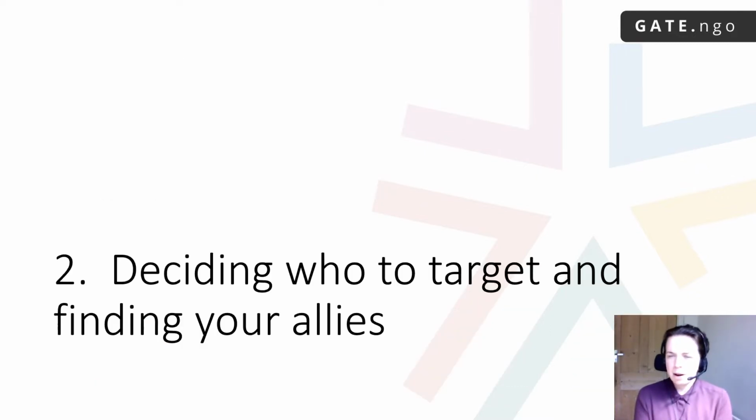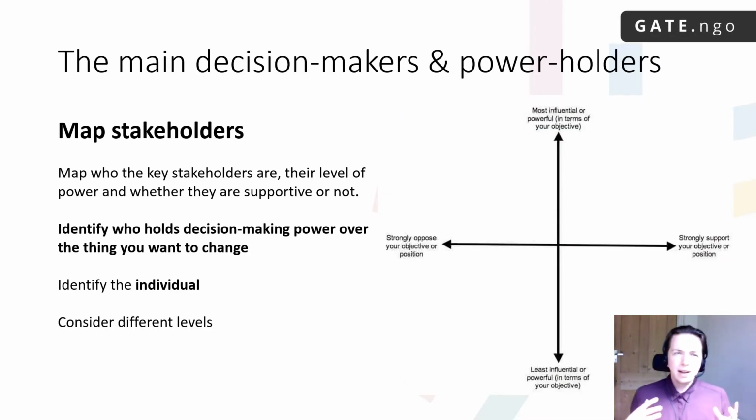We're going to move on to the second part of this last video, deciding who to target and finding your allies. It can be really helpful to map who the decision makers and power holders are. I've included a quick power mapping tool on the right hand side here where you can map who is the most influential or powerful against how supportive or oppositional they are to what you want to change. And it's important to identify who holds that decision-making power over the thing that you want to change and focus on identifying the individual. So not just say the Ministry of Health, but who is the Minister for Health, who has that decision-making power.